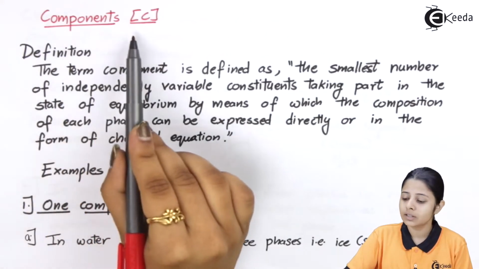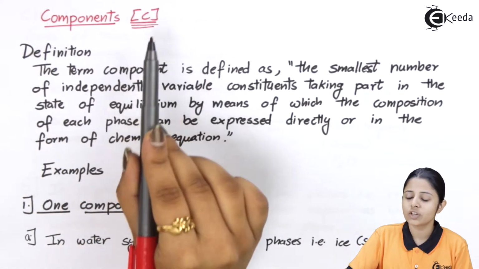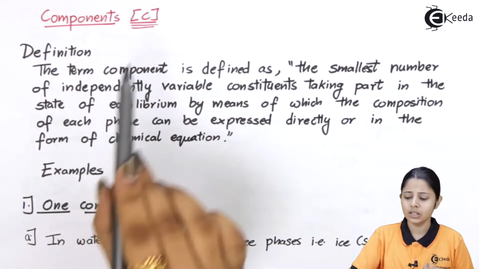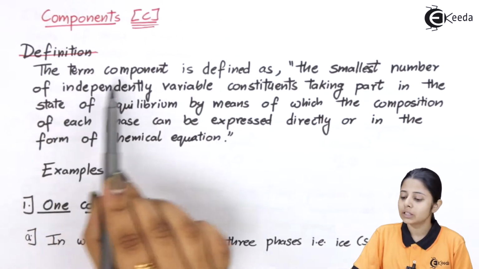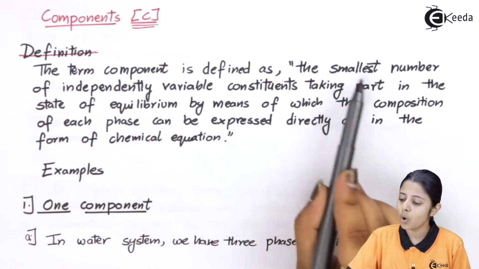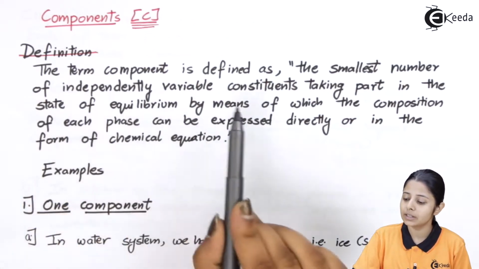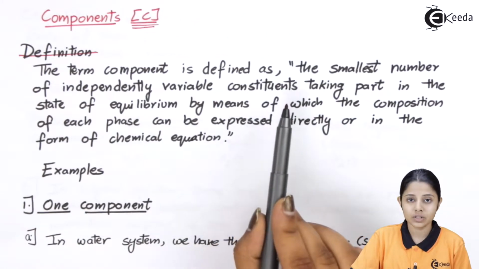Components, and it is written as C over here. We can generally represent it in the form of C with a square bracket. Let us see the definition of it. The term component is defined as the smallest number of independently variable constituents. Let us focus on this.